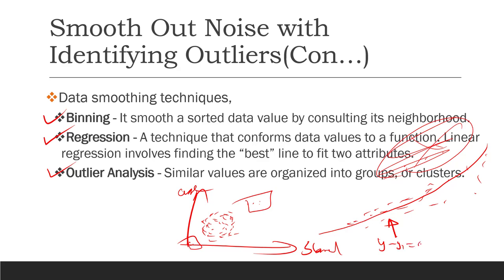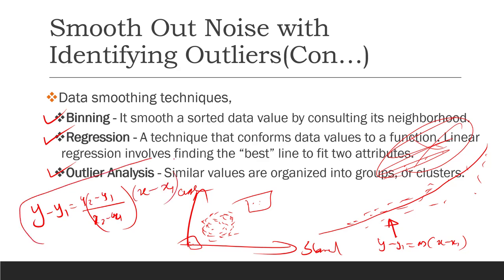y minus y1 is equal to m into x minus x1, or y2 minus y1 over x2 minus x1. I think you know the linear equation, right? y minus y1 is equal to (y2 minus y1) over (x2 minus x1) into (x minus x1). So this is the equation for a linear equation. A regression model means you need to find out this type of equation. I think you discussed those things in your practicals, right?